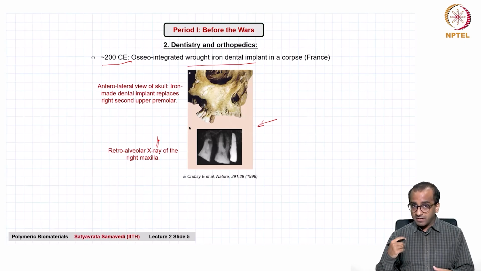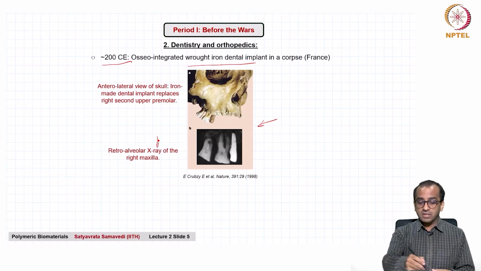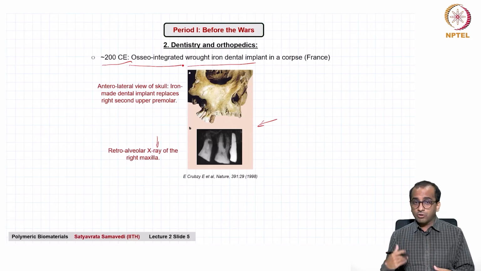And because it is a perfect fit, there is also a suggestion that the broken tooth that had come out could have been used as a model or as a mold to create the wrought iron dental implant. And evidence also suggested that this implant had osseointegrated.